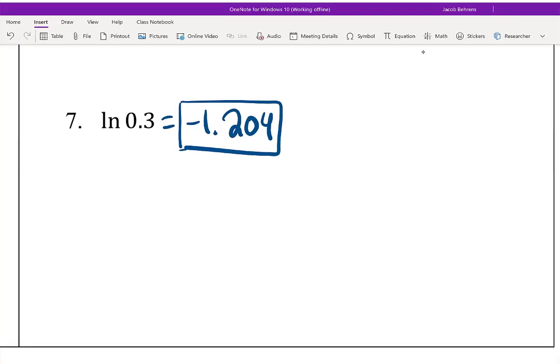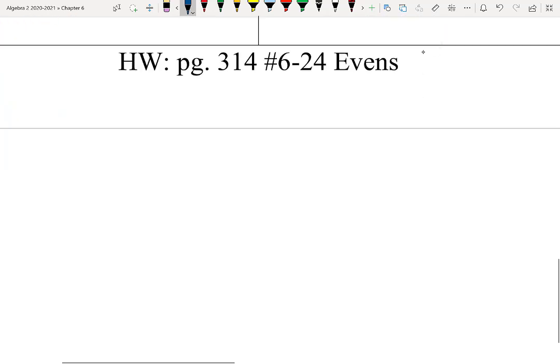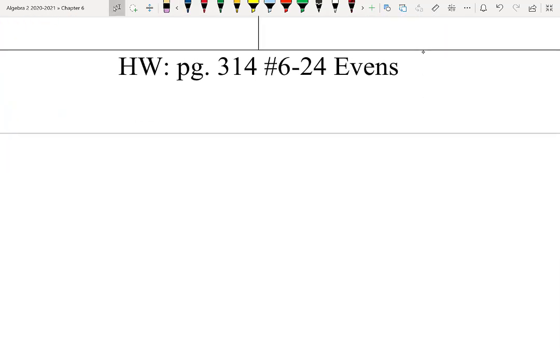And that's all we got for today. So, homework is down there on the bottom of the sheet, which is on the top of the screen now. It's page 314. You guys are going numbers 6 through 24, just the evens.